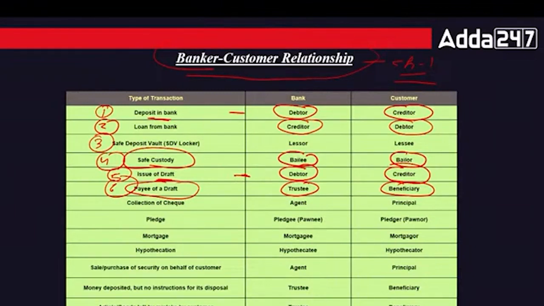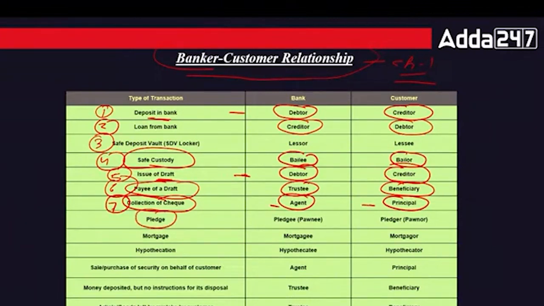Right, so now what is happening here? See, in the case of collection of check, now what will be the relationship? It will be like agent and principal. This relationship will be formed. If you are collecting the check, then agent and principal, this relationship will be formed.